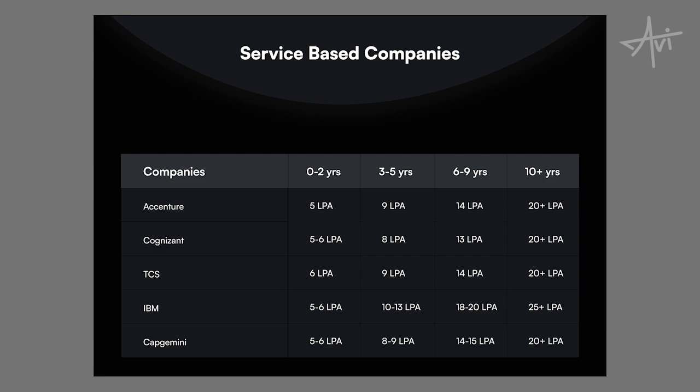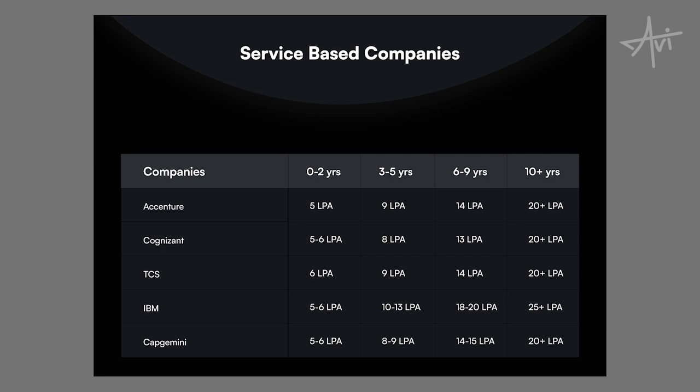Next, this is the screen where you're seeing the service-based companies. I must really say that service-based companies vary a lot, right? It totally depends on how you are coming in, whether as a fresher or as a lateral entry. It totally varies. I must clearly say that.